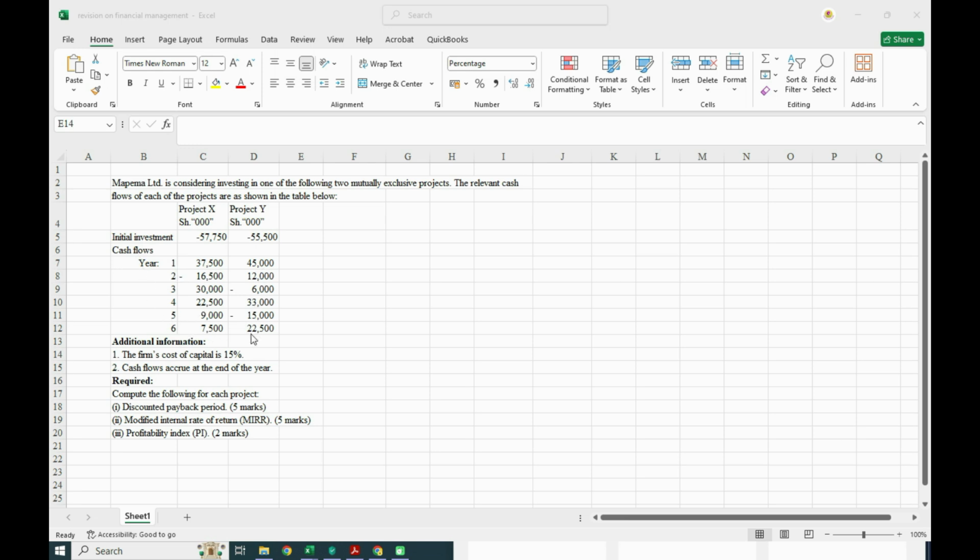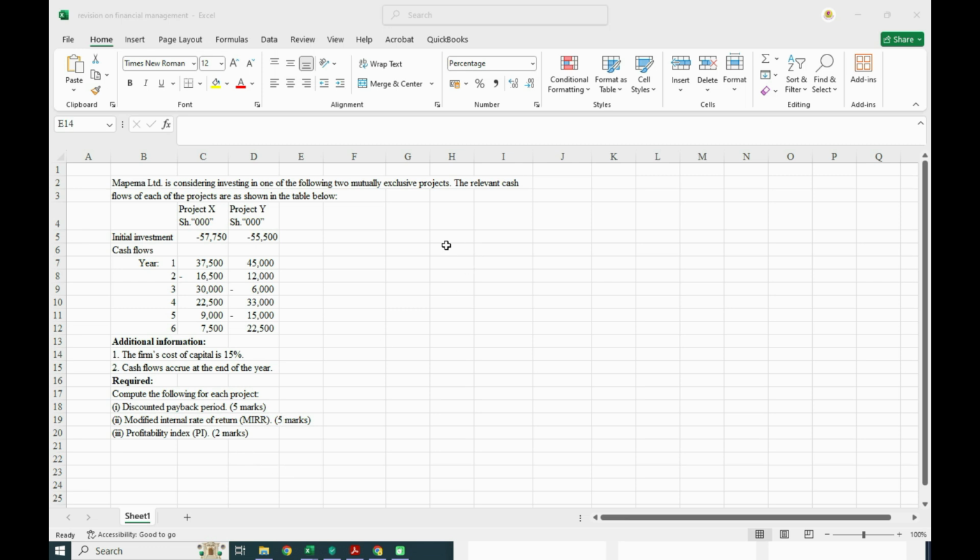Here we have been given these particular cash flows, and additional information. The firm's cost of capital is 15%. Cash flows accrue at the end of each year. You are required to compute the following for each project: the discounted payback period, the modified internal rate of return, and the profitability index, the PI. There are two projects, project X and project Y, and for each we calculate these.